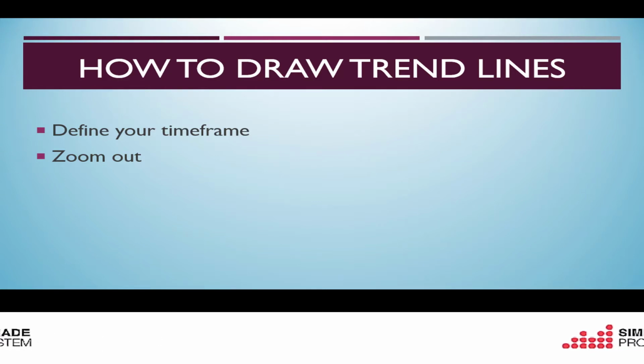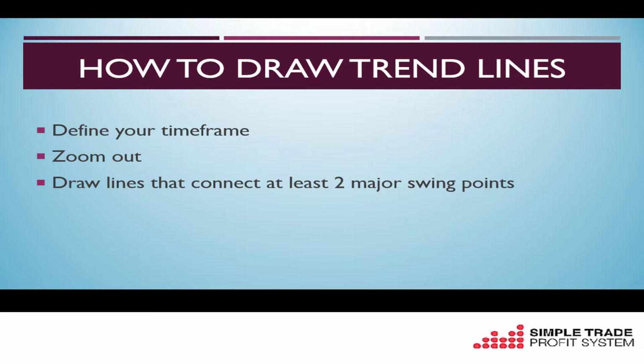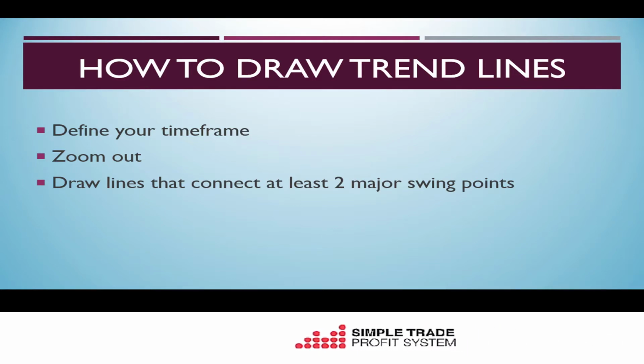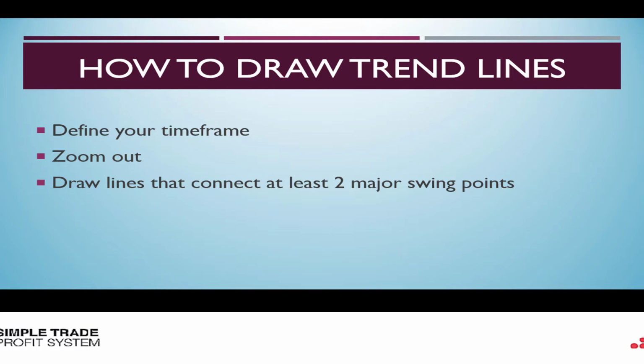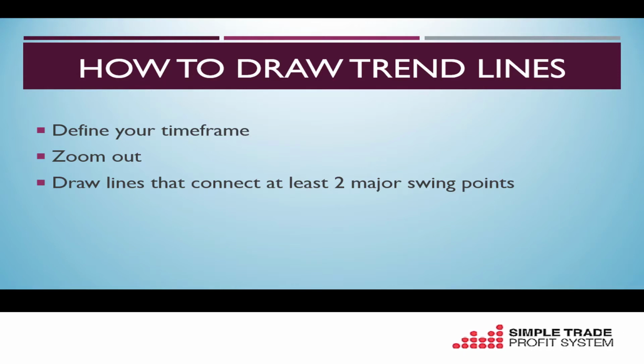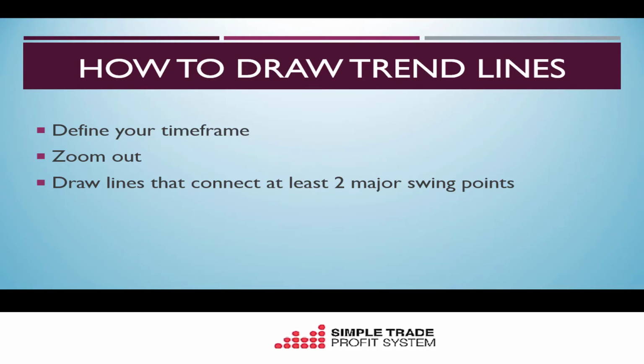So I'm going to zoom out again, and we're going to draw lines that connect at least two major swing points, because you need at least two touches on a trend for it to even be a trend. You can't draw a trend line if there's only one touch. Where's the other? Which direction does the line even go? And I'm going to show you when we get to the chart. So you need two major swing points.